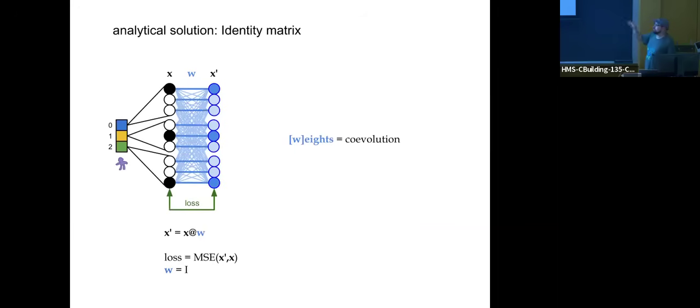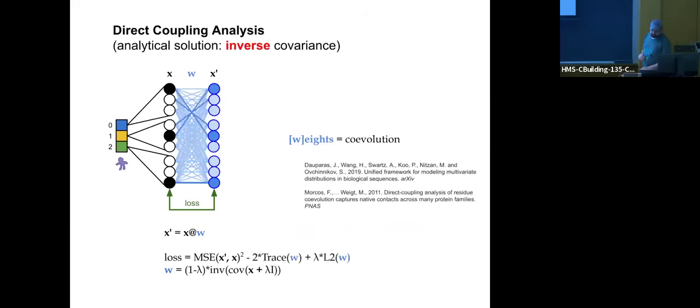And so one trick you could do, and this is something that was done in the method direct coupling analysis, DCA, is to actually add some regularization. So for example, you can regularize the trace of the model. You can also add some L2 regularization to promote sparsity. And what you end up getting is this very, very simple analytical solution called the inverse covariance matrix. So it turns out if you just minimize the difference between the input and the output, you don't actually have to run this numerically. You can get an analytical solution of this problem by simply taking the inverse of the covariance matrix.